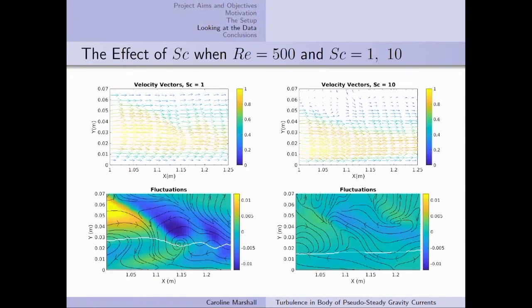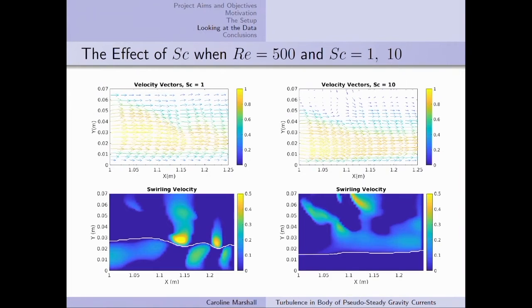If we apply those techniques to the results that we have, so this is for Reynolds number 500, Schmidt number 1 on the left and 10 on the right. We can see that as we increase the Schmidt number, the number of structures within the body is reduced. They actually get a bit bigger and a bit weaker as well.